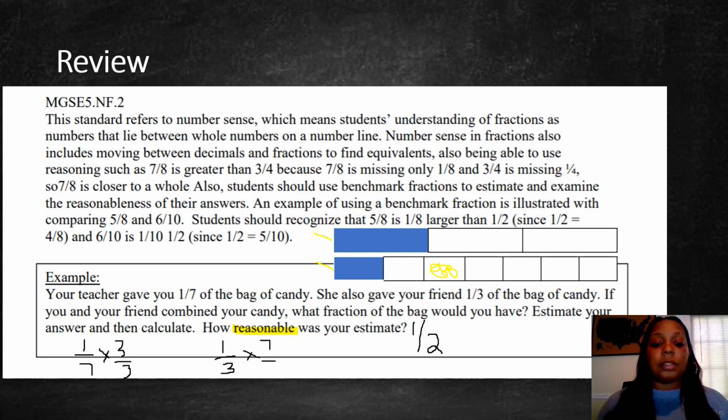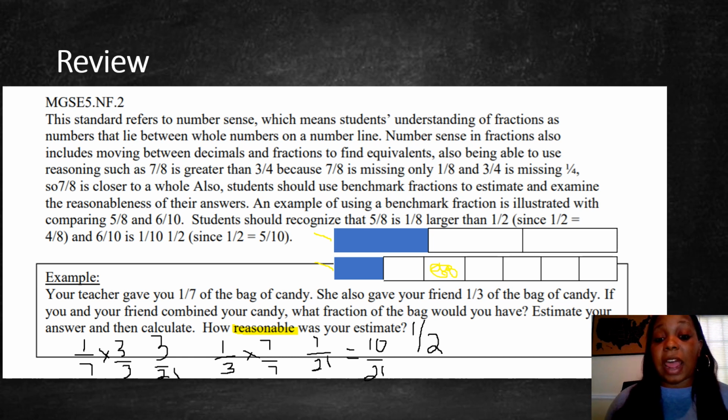That is going to give us 3 over 21 and 7 over 21. And when we combine those, that equals 10 over 21. We cannot split this in half because 21 doesn't split evenly in half, but I know that 10 is half of 20 and 21 is very close to 20. And so if I compare my 10 over 21 to 1/2, I can say that my answer is in fact very reasonable.